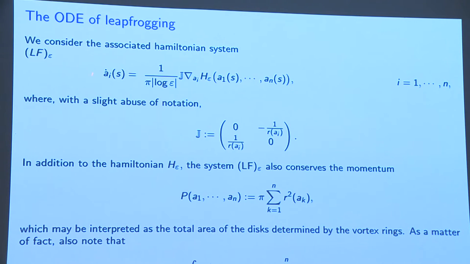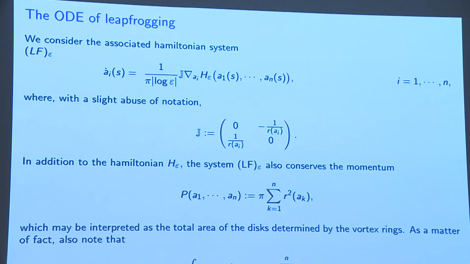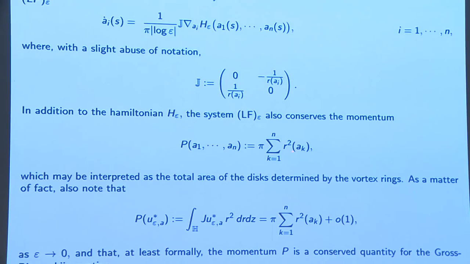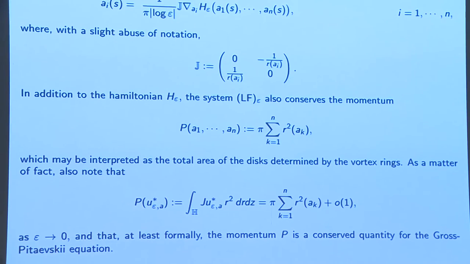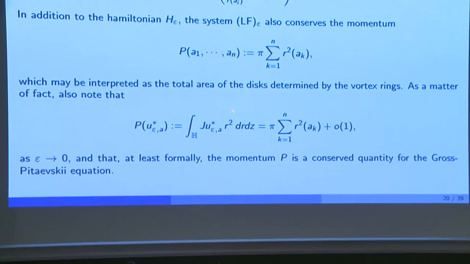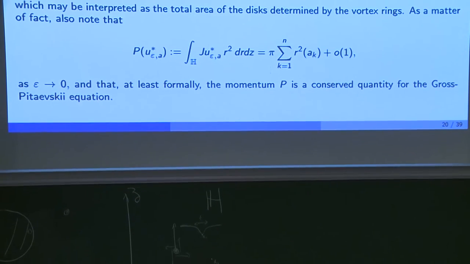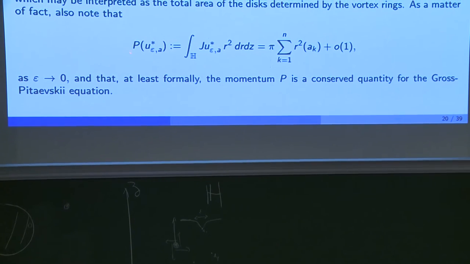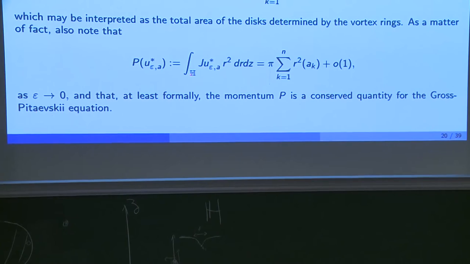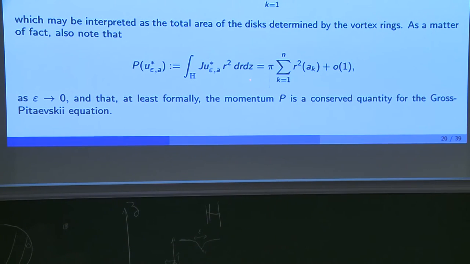I just mentioned that this flow here, which I call the leapfrogging ODE, in addition to the Hamiltonian, has a conserved quantity, which is the momentum, which is just the sum of the squares of the radii of the vortex rings. And actually, not for the ODE, but for the full Gross-Pitaevskii, we have seen that there was the conservation of this, which was the equivalent of the angular momentum for Euler.